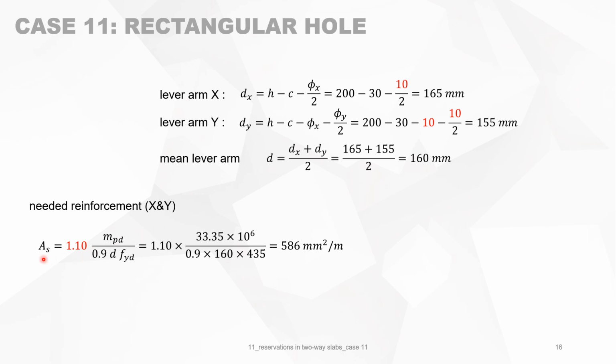So the needed reinforcement by definition is 1.1, because it's an upper bound method, times the maximum bending moment divided by the lever arm 0.9d divided by the yield stress of the steel. It gives you 586 square millimeters per meter. So a mesh of diameter 10, 8 per meter will be okay. So this is the reinforcement top, bottom, X direction and Y direction. So 4 times.